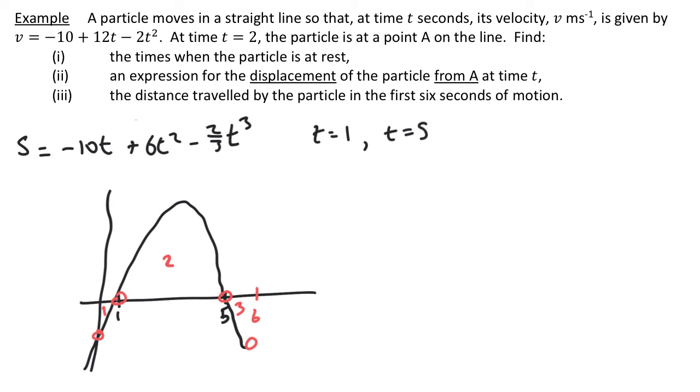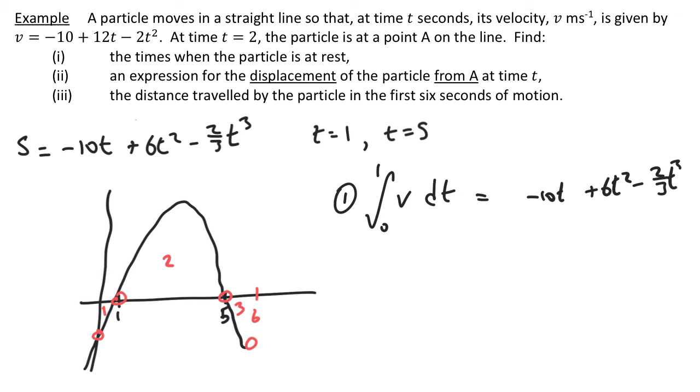But I say considering it in terms of area is easier. So if we look for area 1, that's going to be the integral of v dt between 1 and 0. Now we've already worked out the integral of v to be -10t + 6t² - 2/3 t³. So we need to evaluate that between 1 and 0. And when we do that, we get -4 2/3.